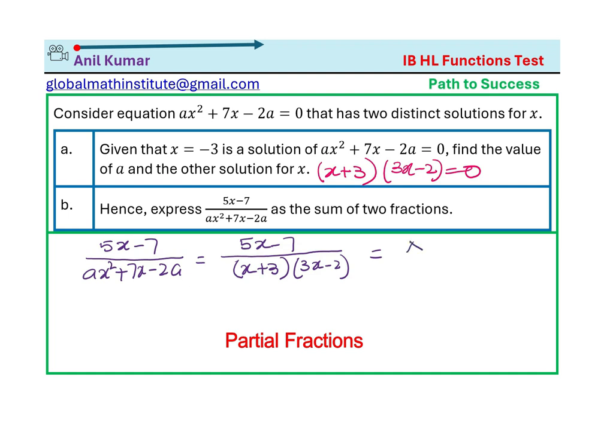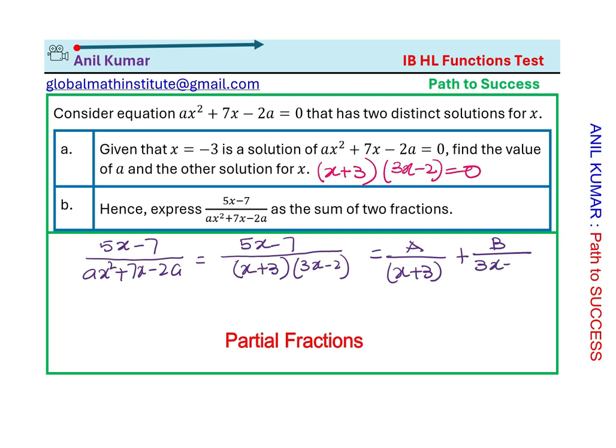So we can write this as a over the first factor, which is x plus 3, plus b over 3x minus 2. Make sense? So that is how we have to split it. Now basically we need to find the value for a and b. How do we do that? Well, let's take a common denominator and continue.